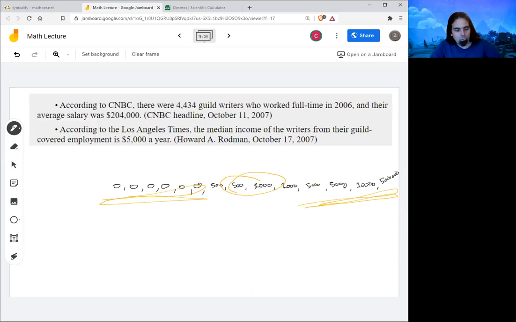The moral of the story is when people are talking about what's typical, pay attention. Are they using means or medians? Because you can obviously paint very different pictures of a story depending on which type of average you use.